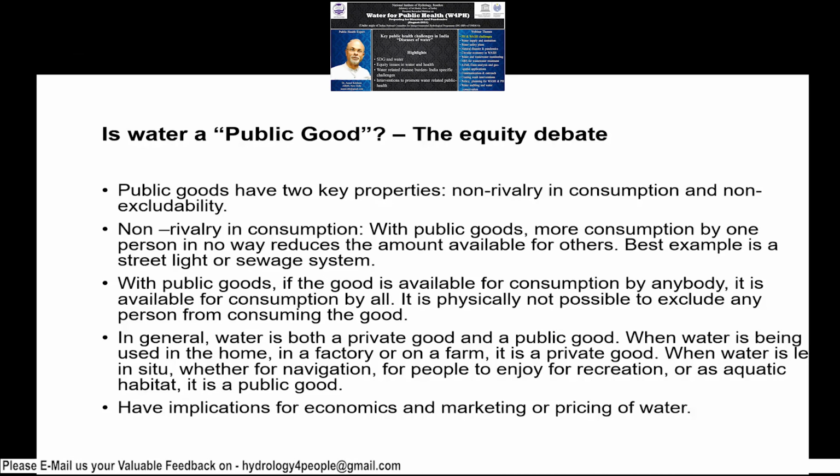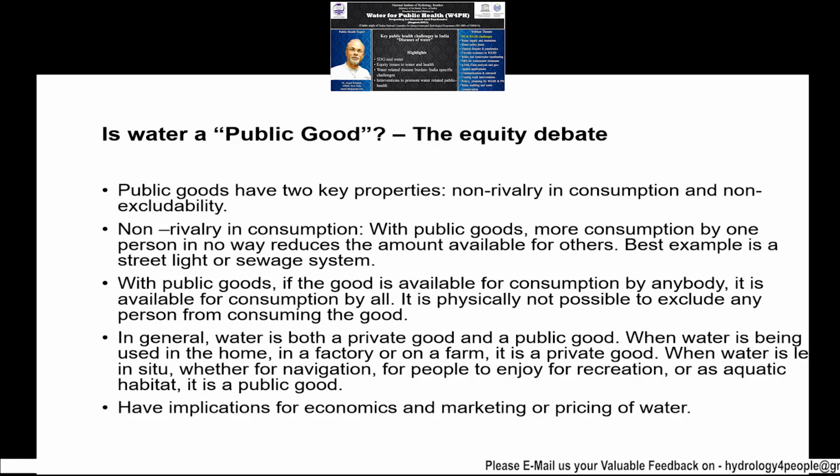Non-rivalry in consumption means that if somebody takes that particular good, another person's amount is not affected. The best example is a street light. My use of a street light does not impact anybody else's use of it. Similarly for the sewage system. If non-rivalry is there, you cannot allow markets to function, because rivalry is a key feature for market systems.